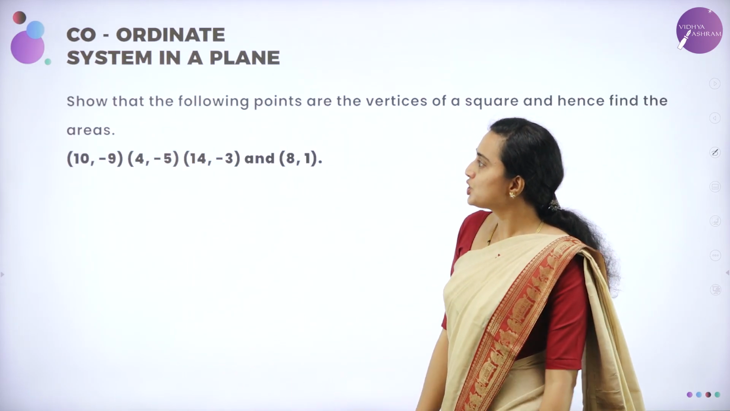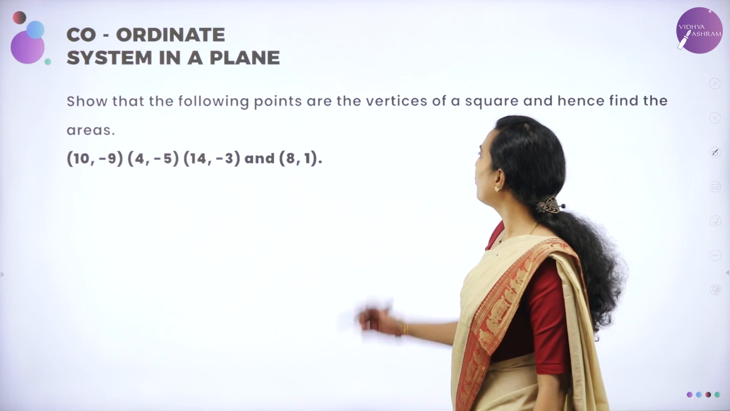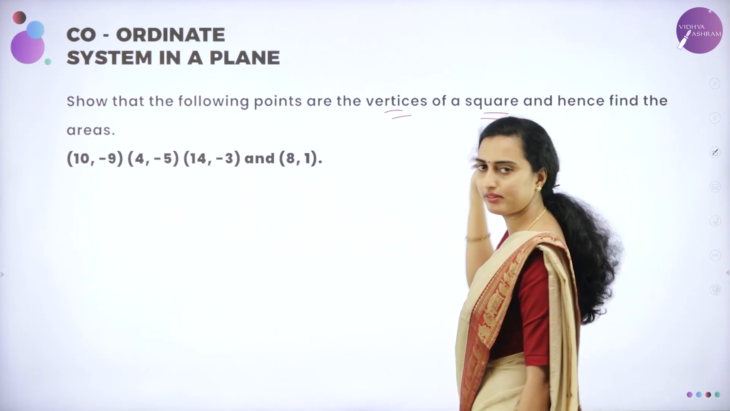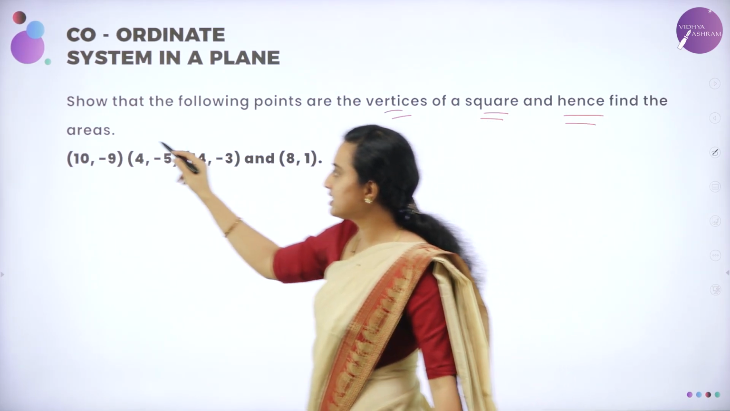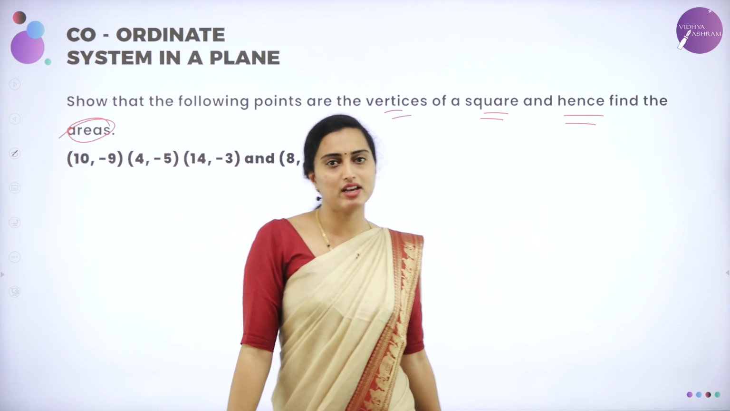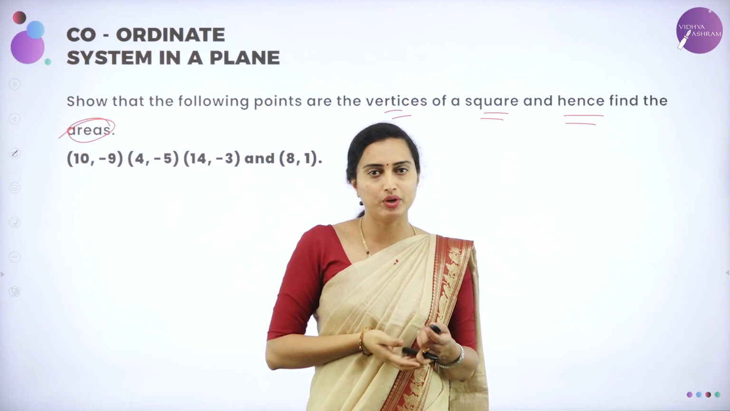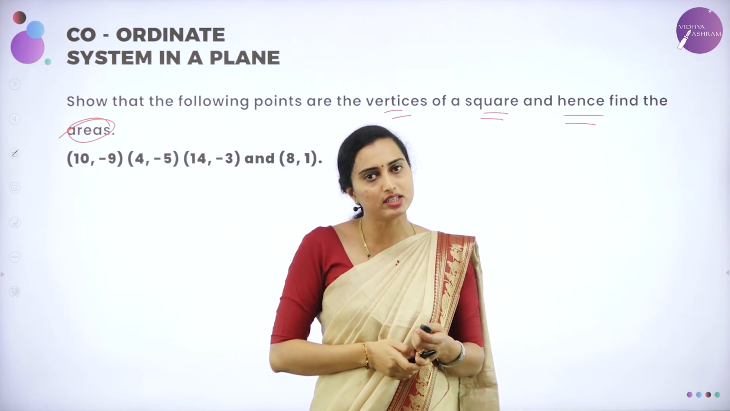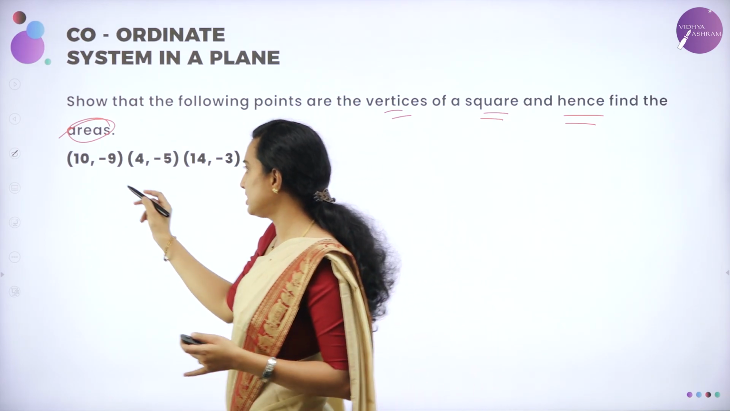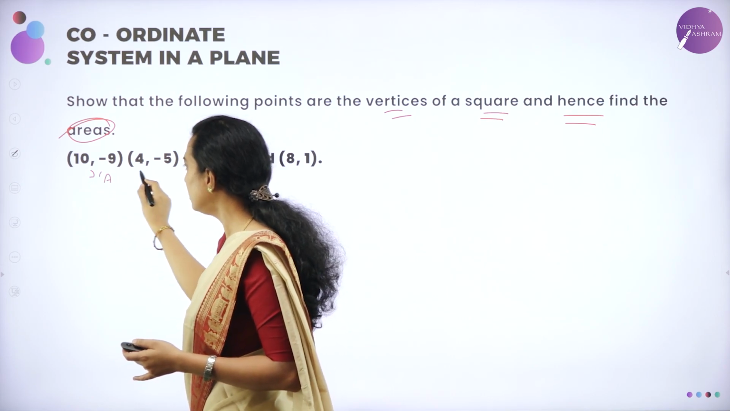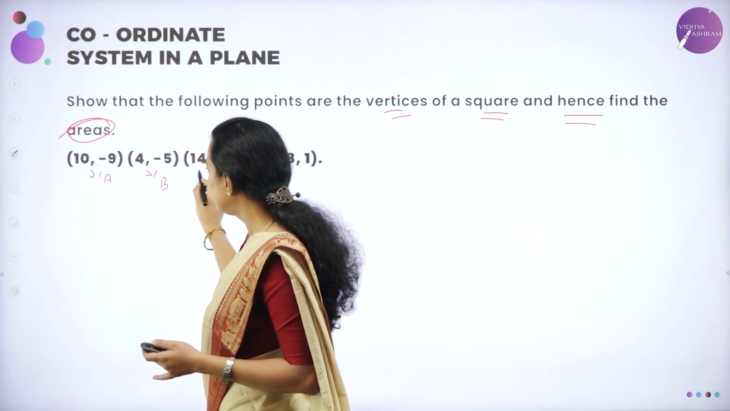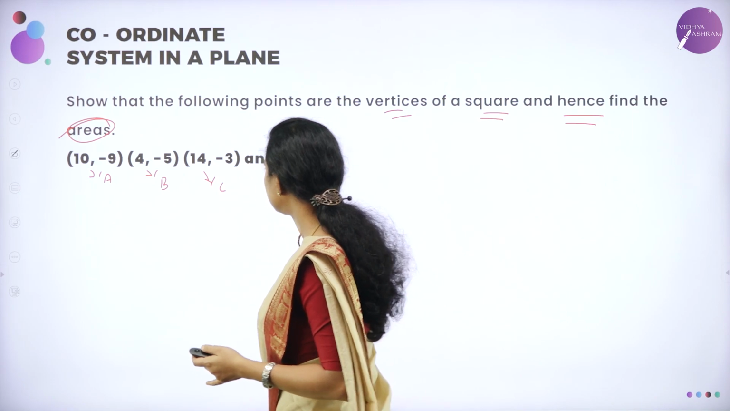Show that the following points are vertices of a square and hence find its area. Now, what is a square? If the diagonals are equal, that is, all the sides must be equal, isn't it? So let me take this as point A, this is point B, this is point C, this is point D.